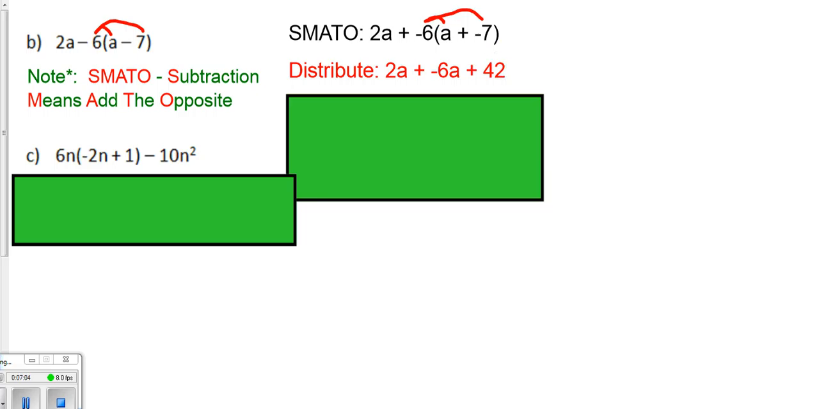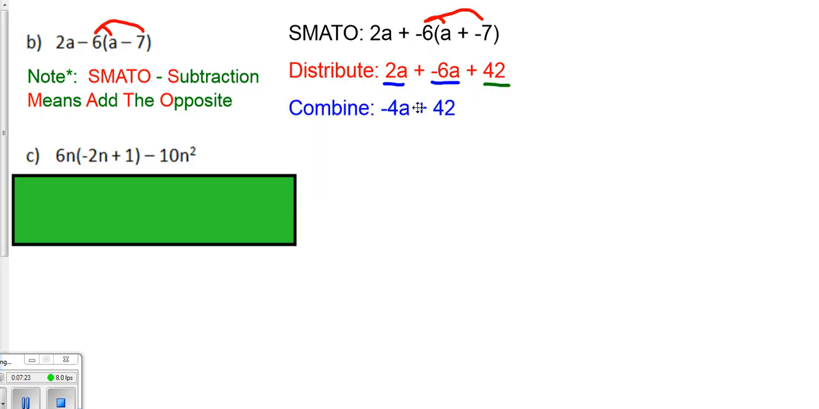Now we need to combine any like terms. Here we have an a term, positive 2a. Here we have an a term, negative 6a. And here we have a constant term, just the number 42. So these two can combine, but this one will not combine with them. After we combine everything, we get a negative 4a plus 42. So all of this, 2a minus 6 times a minus 7, that can be combined or made a little more simple into just negative 4a plus 42.